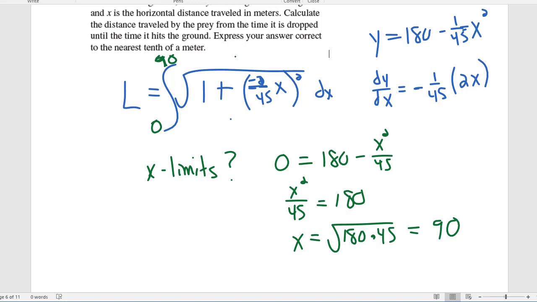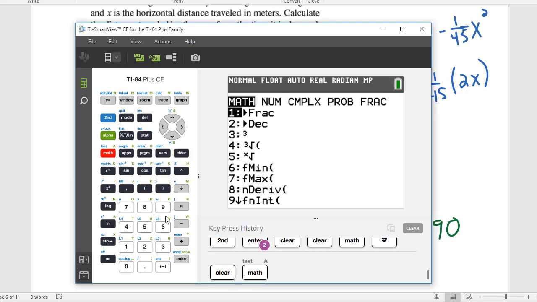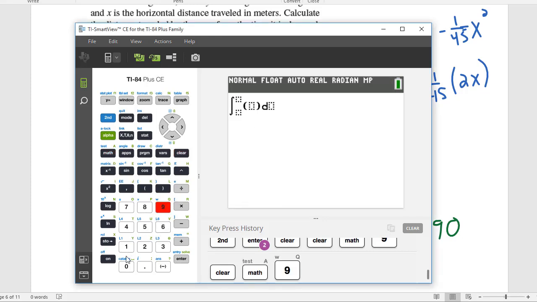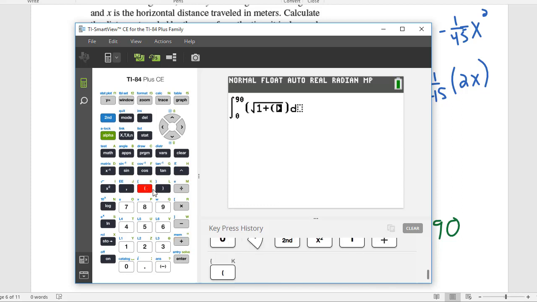So let me pause for a second. I'm going to type this in the calculator. All right, actually, let's do this, and I just unpaused, and I haven't typed anything in there. Let's go over how we would do this in the calculator again. So we're going to do math, and then I'm going to hit number 9, which is the function integrator. And we're going to type 0. Let me hit my up arrow, and we're going to 90. And then we're going to type in the second square root and I have 1 plus, and I'm just going to type in what I had in that case.